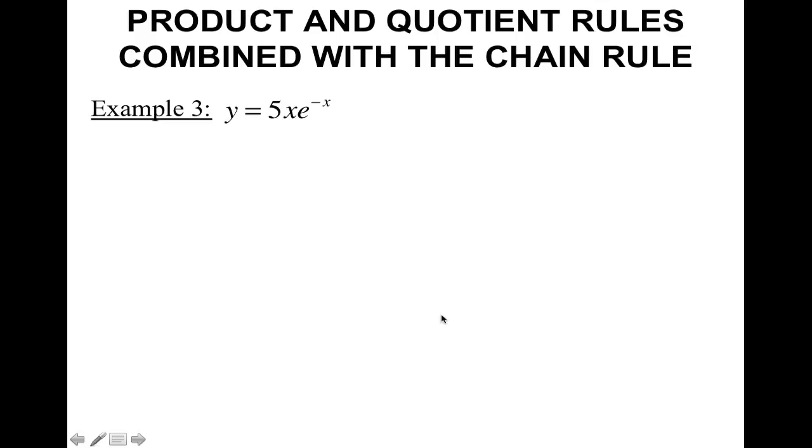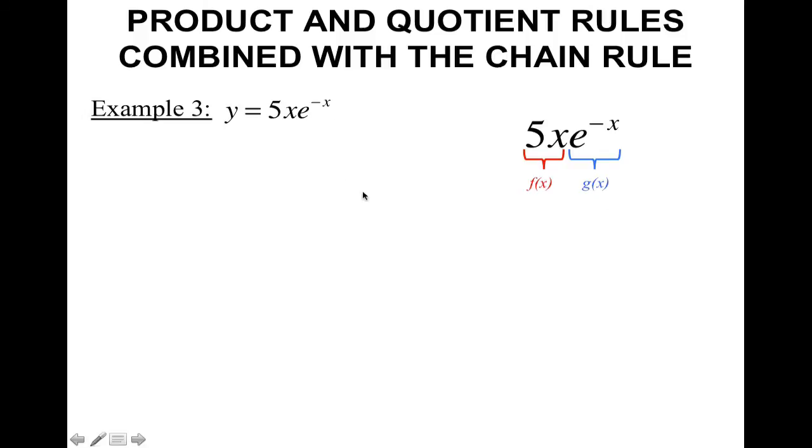Now you can also do the product and quotient rules combined with the chain rule. So sometimes while you're doing the chain rule, you have to do the product or quotient rule, or you'll be doing the product or quotient rule and have to use the chain rule. So in example 3 here, we have 2 functions that multiply together. So we should see that my first function is 5x and my second function is e to the negative x. So there's my f of x and g of x for the product rule.